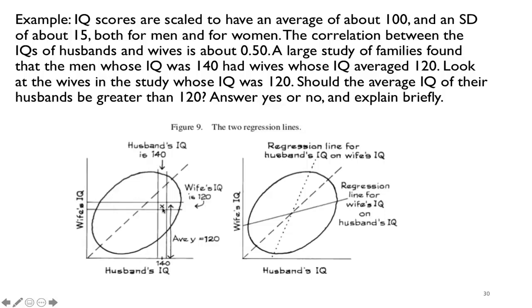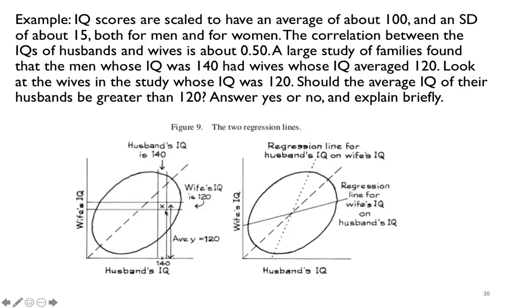That means that the IQ of all the wives of men whose IQ is 140 averaged out to be 120. Sorry, let me say that again. This says that looking at all the wives whose husband has an IQ of 140, the average IQ of those wives is 120.